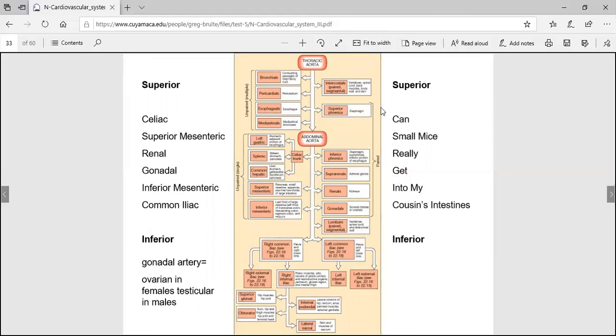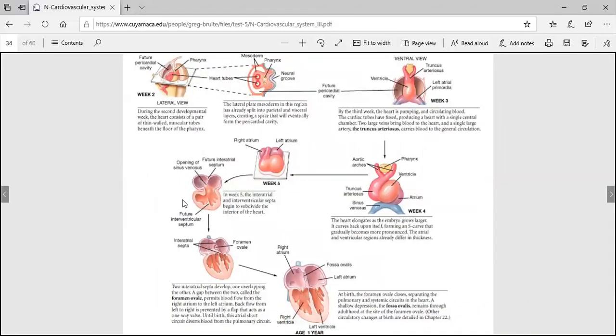There's a little mnemonic. I changed it up. Just go, can small mice really get in my common iliac? That way you've named the common iliac. So can small mice really get in my common iliac? The can stands for celiac. Small mice, superior mesenteric. Really is renal. Get is gonadal. In my is inferior mesenteric. And then common iliac is common iliac. A little bit later, I'll show you where these are at.